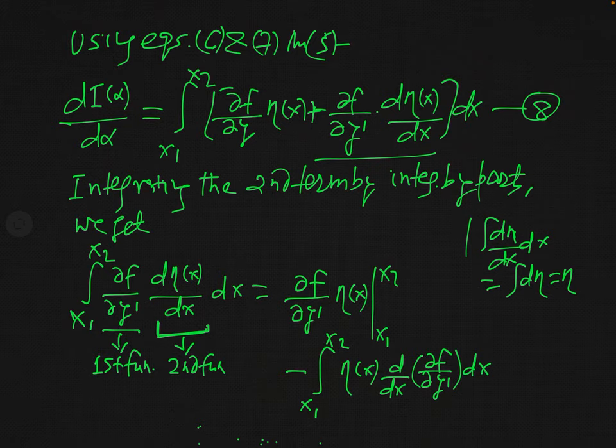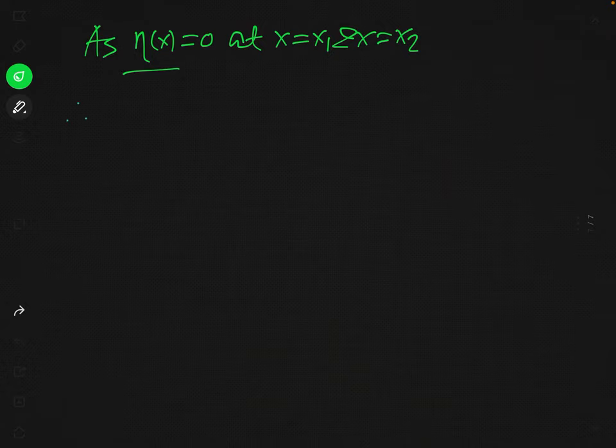Now you have seen earlier that this function eta of x vanishes at the two endpoints. So at x equal to x1 and x equal to x2, at both of these two points this function eta of x will be zero, and so the first term in RHS of this equation will vanish. So you can say that eta of x equal to 0 at x equal to x1 and x equal to x2. That is at the endpoints, this function vanishes. And therefore, what will be our result?